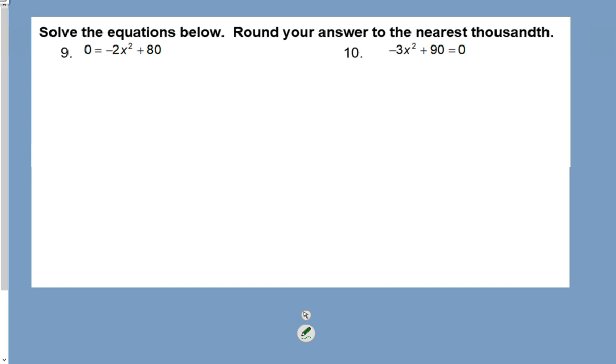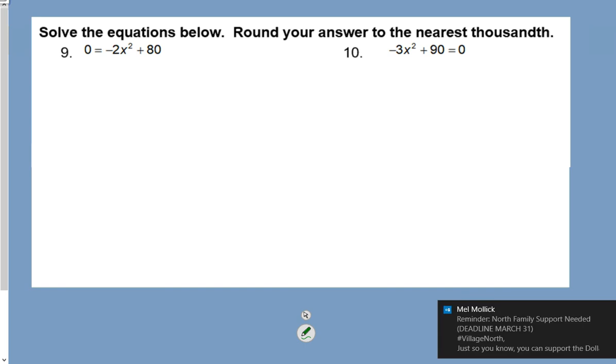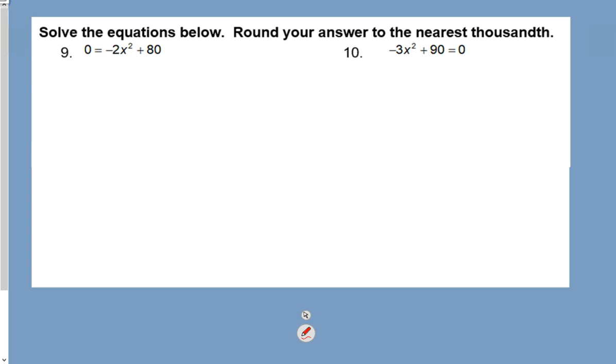Alrighty. Now, this one you'll notice has slightly different instructions. It says still solve them, but it says round your answer to the nearest thousandth. So as you'll see in just a second, these aren't going to come out quite as evenly as the ones that we've been doing. You'll see once we get started.